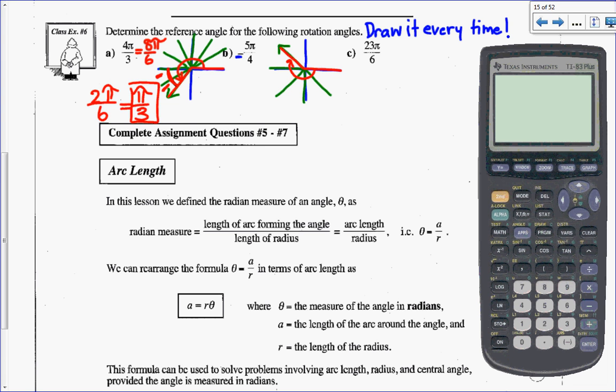Now again, at a glance, I can see that my reference angle is that one right there. My reference angle is 1 pi over 4. Right? Because this is a pi over 4, this is a pi over 4, this is a pi over 4, this is a pi over 4, and this is a pi over 4. Each one of those is 1 pi over 4 chunk or section.